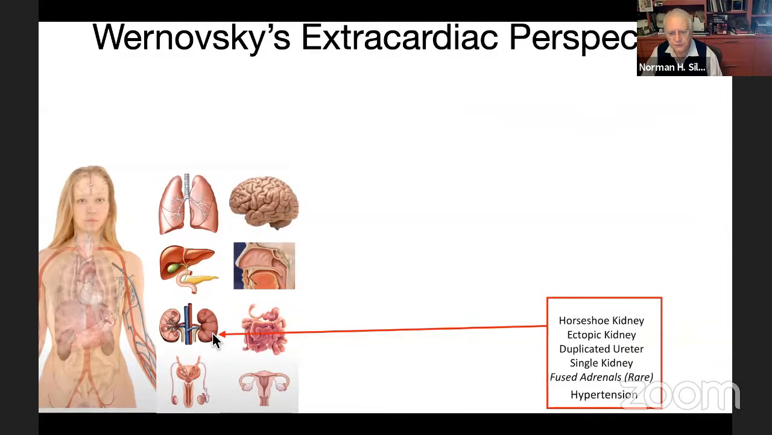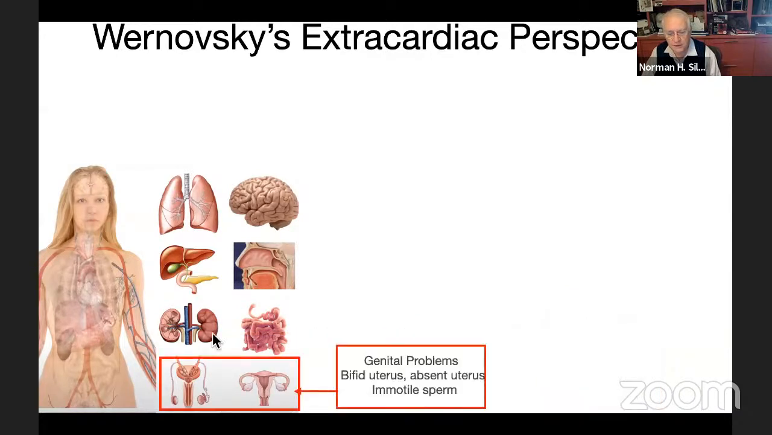The kidneys: horseshoe kidneys, ectopic kidneys, duplicated ureter, single kidney, fused adrenals, and hypertension. And let's not forget the genital problems that occur in this condition. In the male, of course, the motile sperm are affected, and so there are about 10 or 12 genes on cilial motility that can be found expressed in this condition.